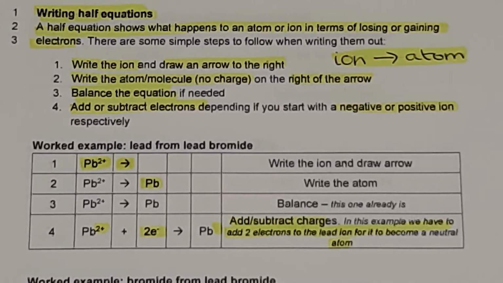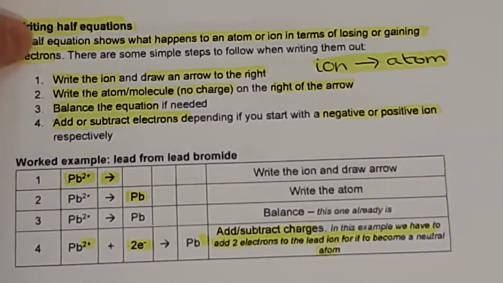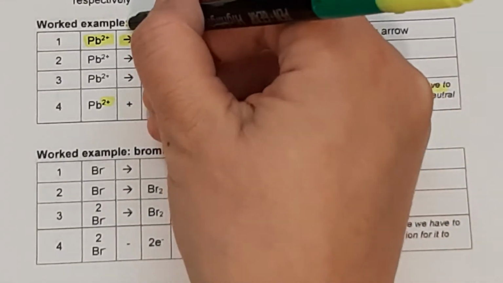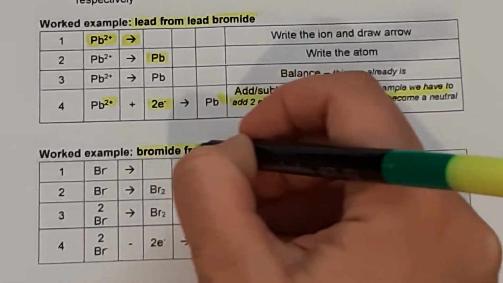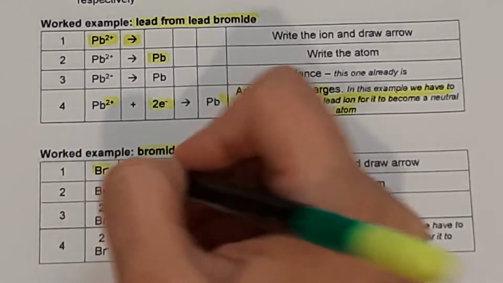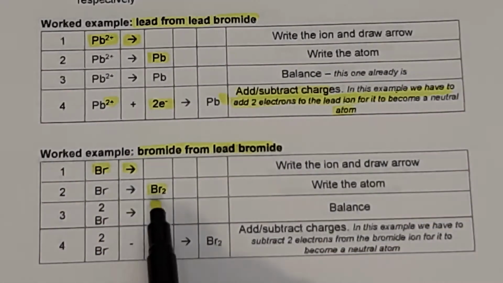Okay, so we're going to show the bromide now from lead bromide, because that was just the lead. This is how you get lead from lead bromide, and this is how you get the bromide part of lead bromide. So we're starting out with our ion, which is bromine, and we're drawing our arrow. And bromine, the atom, is Br2, it is diatomic.